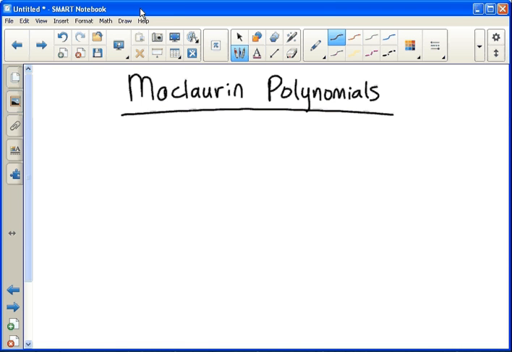Our section, or our unit that we're starting now, is on basically Taylor polynomials and things called Taylor series. Maclaurin polynomials, which is what you see written here, is just a specific type of Taylor polynomial, and I'll explain what it is that's specific about it very soon.